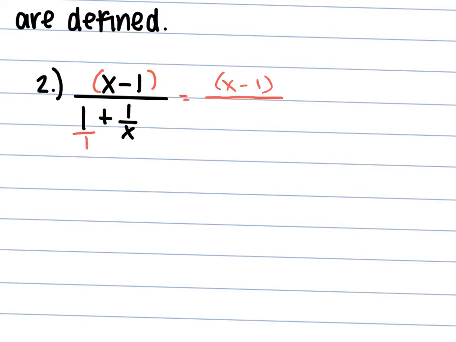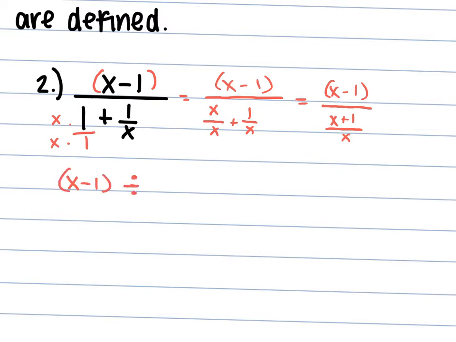Okay, so this right here, that 1 over 1, needs both the top and bottom multiplied by x. Why? Because we need a common denominator of x. So we get x over x plus 1 over x, which then becomes x minus 1 on top. And in the bottom, we get x plus 1 over x. A fraction within a fraction. This is where it becomes, oh, this stinks. Okay, so let's just write out what we've got going on here: x minus 1 divided by x plus 1 over x.